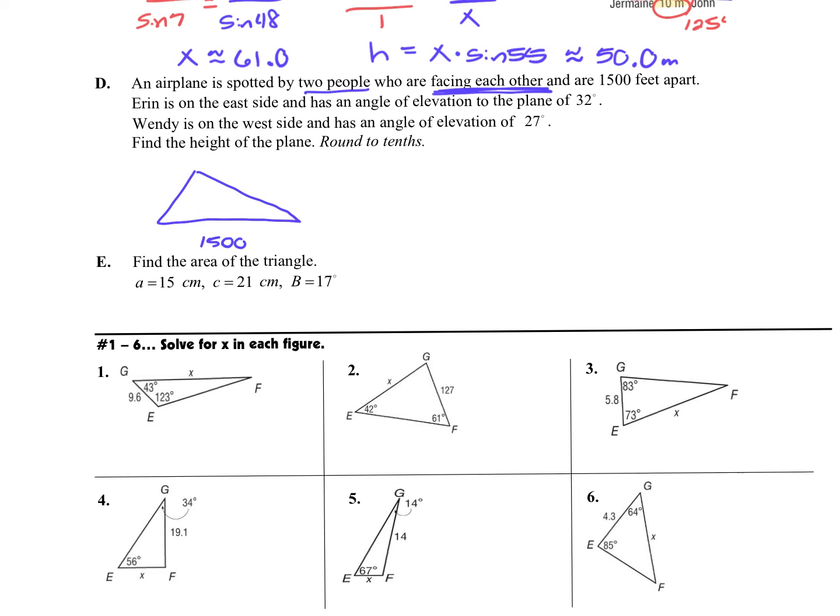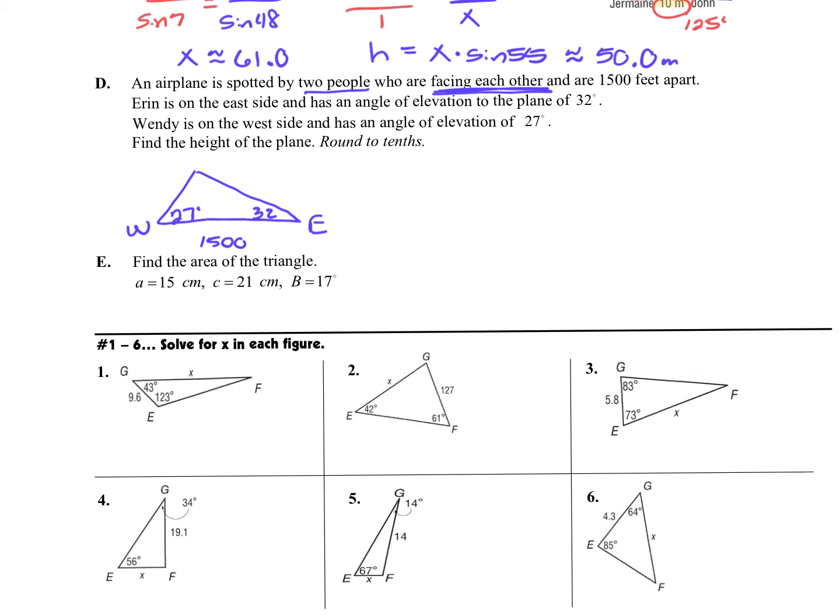Now, Aaron is going to be on the east side. Wendy's going to be on the west side. Aaron's angle of elevation is 32. Wendy's angle of elevation is 27. Again, we already did this picture in the other video. What we want to be able to do is find the height of this triangle here because our airplane is up here. We want to find this height.